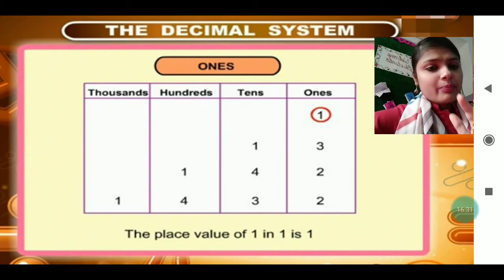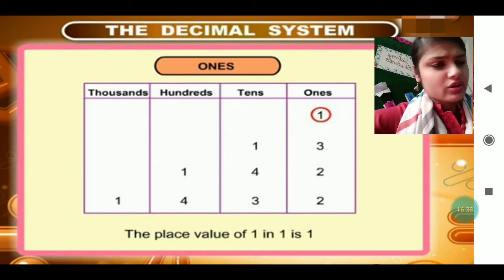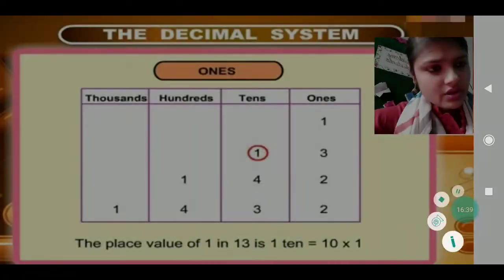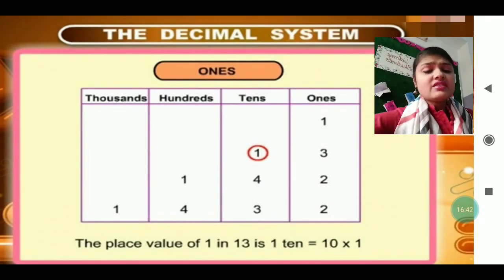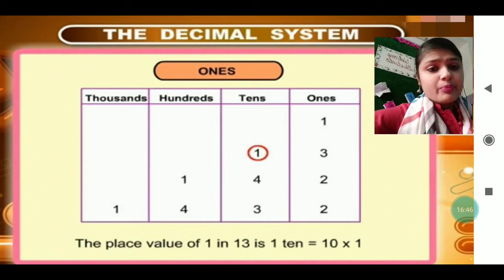Okay. The place value of 1 in 1 is 1, because it is present at the ones place. In the same way, the place value of 1 at the tens place: the place value of 1 in 13 is 10. Okay, 10 means 10 into 1, so the value of that one is 10. And plus 3, that is 3.